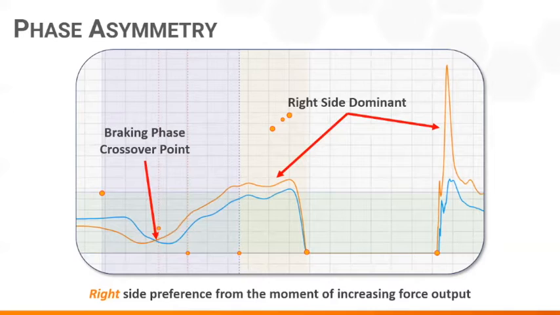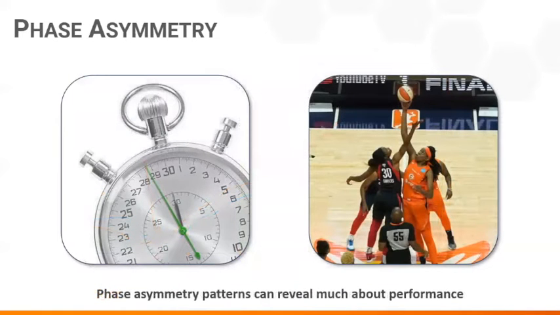the landing phase. Now, a couple of key takeaways is that everything's based on time and force production and movement strategy. So essentially, the phase asymmetry patterns can reveal much about performance and potential injury risk.